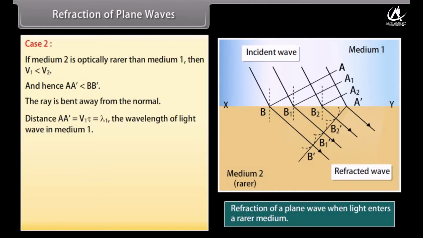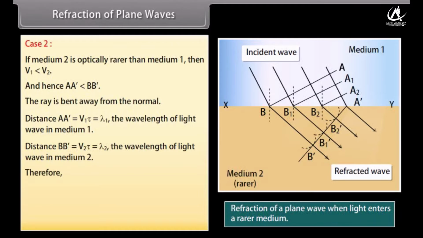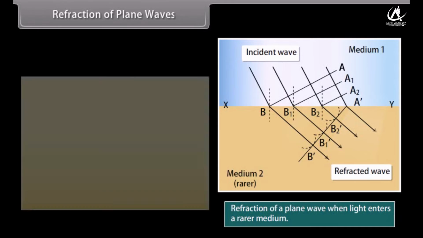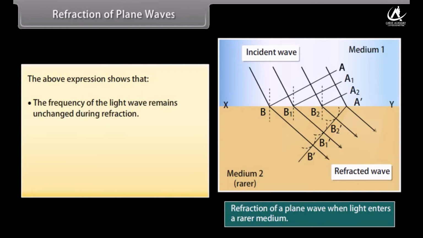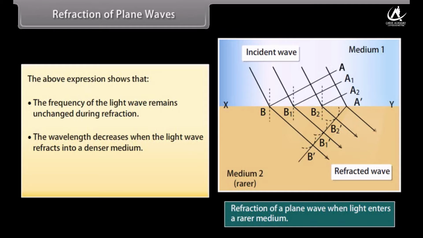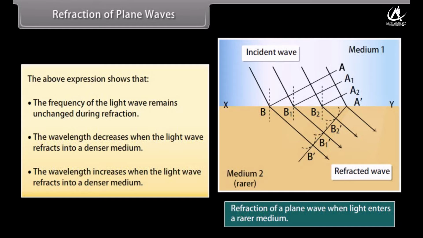Distance AA' is equal to V1 times t, which is lambda 1, the wavelength of light wave in medium 1. Distance BB' is equal to V2 times t, which is lambda 2, the wavelength of light wave in medium 2. Therefore, V1 by V2 is equal to lambda 1 by lambda 2, or it can be written as V1 by lambda 1 is equal to V2 by lambda 2 is equal to nu. The above expression shows that the frequency of the light wave remains unchanged during refraction. The wavelength decreases when the light wave refracts into a denser medium and the wavelength increases when the light wave refracts into a rarer medium.